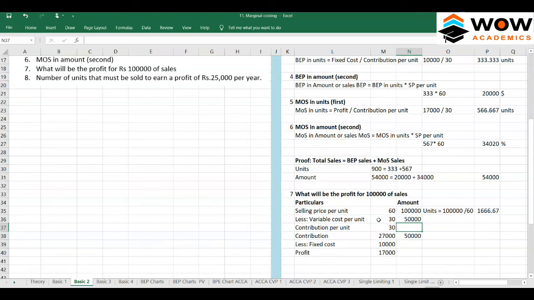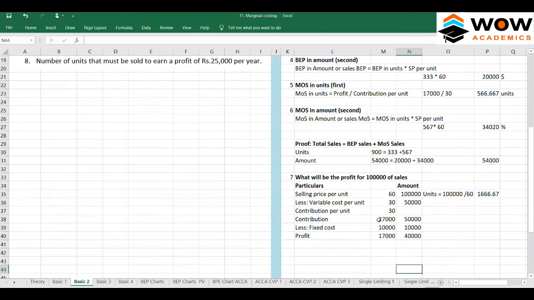And what is the fixed cost? Fixed cost is the same 10,000 because that will never change. So your profit will be 40,000. See, this is a longer way of doing it. I'll also do a short way. The short way is this.